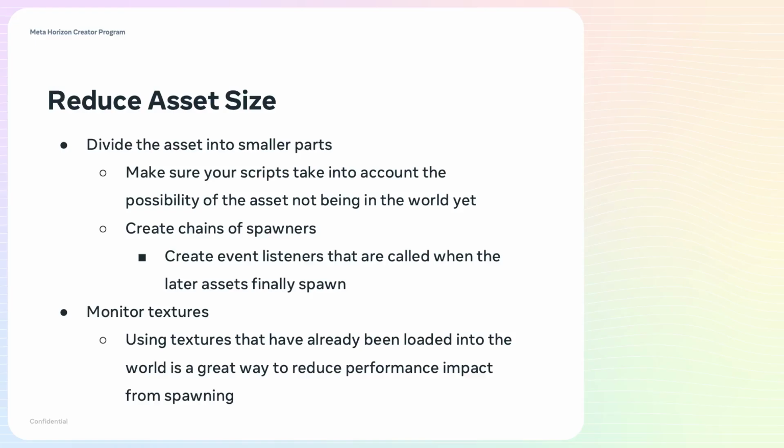What you need to take into account is that when you're splitting out these assets, there are moments where you have written some scripts that expect certain parts of the world to exist. When you've broken things up into smaller parts, you need to make sure that you've updated your code so that it reflects that, right? Sometimes these items aren't in the world. So then what do we do? Well, when you're creating your chain of spawners, you'll create an event listener that's called when the asset finally spawns.